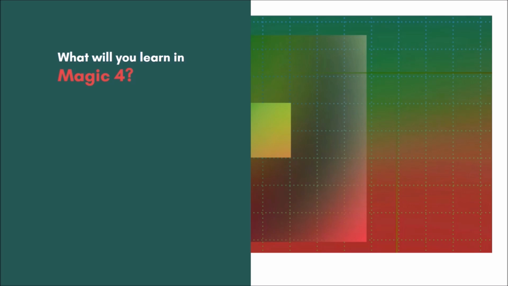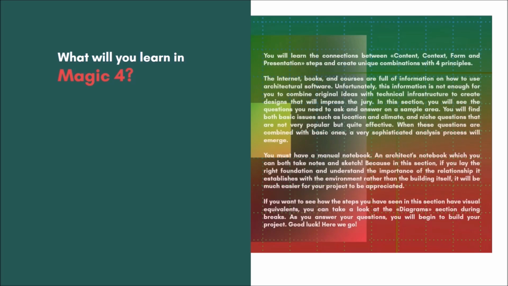What will you learn in Magic 4? You will learn the connections between content, context, form and presentation steps and create unique combinations with 4 principles. The internet, books, and courses are full of information on how to use architectural software. Unfortunately, this information is not enough for you to combine original ideas with technical infrastructure to create designs that will impress the jury.